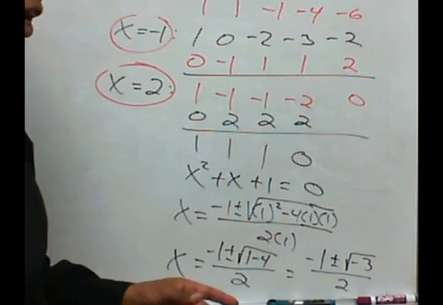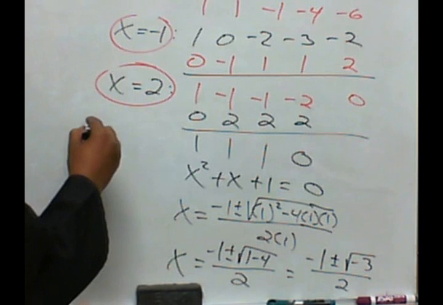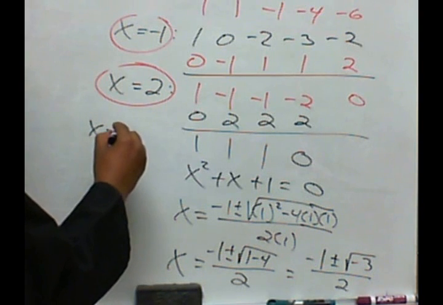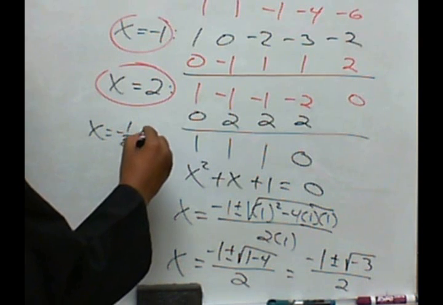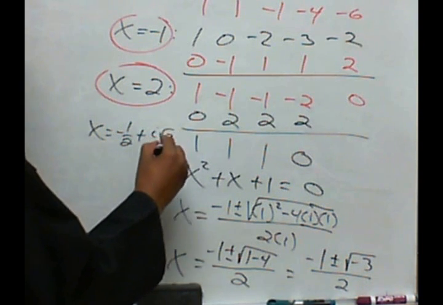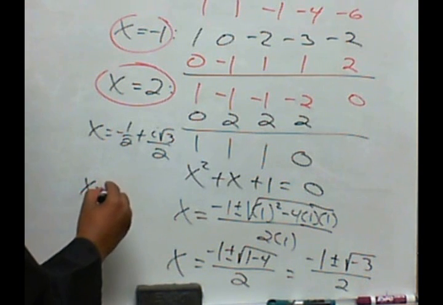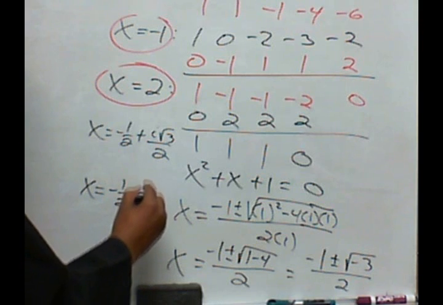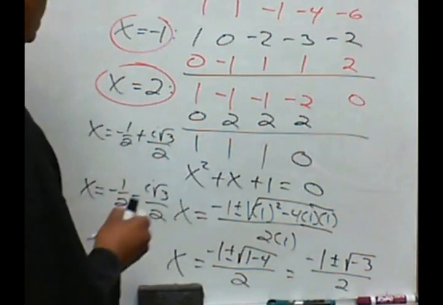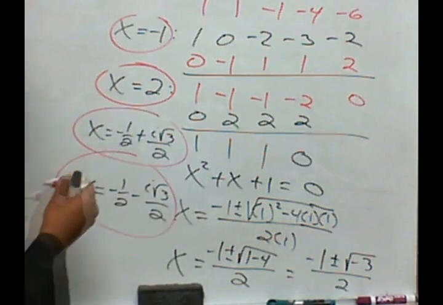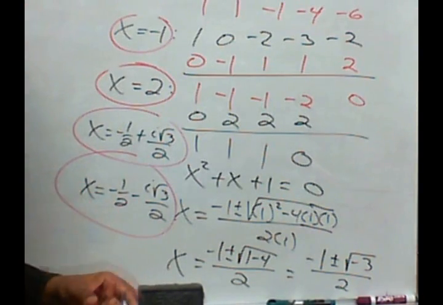Okay, I can pull the negative 1 out of the 3 as an i, so I'll have a solution of x equals negative 1/2 plus i square root of 3 all over 2 as a solution. And I'll also have a fourth solution of x equals negative 1/2 minus i square root of 3 all over 2. So, a total of 4 solutions. 2 of the solutions are rational, and 2 of the solutions are complex.